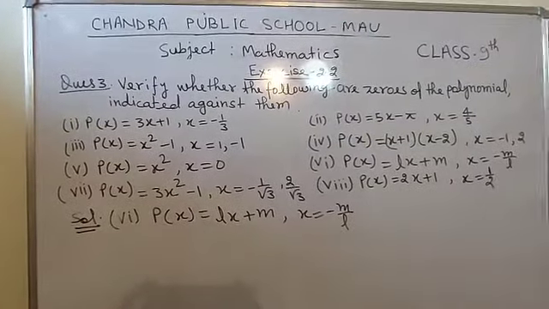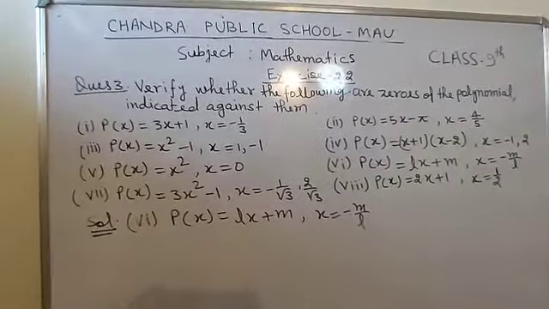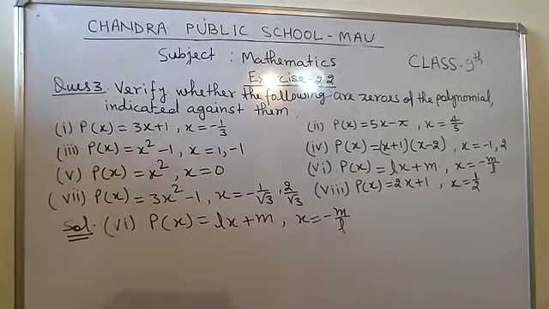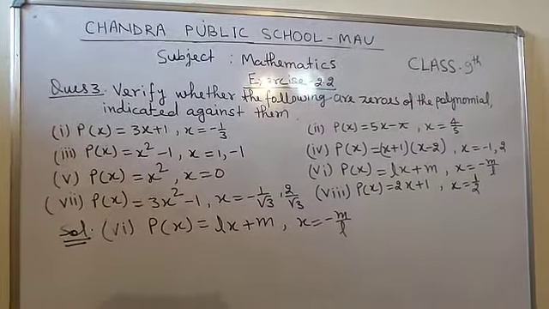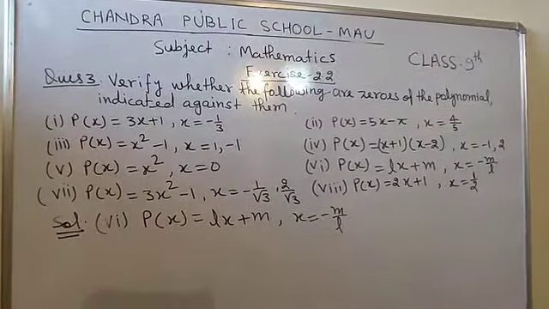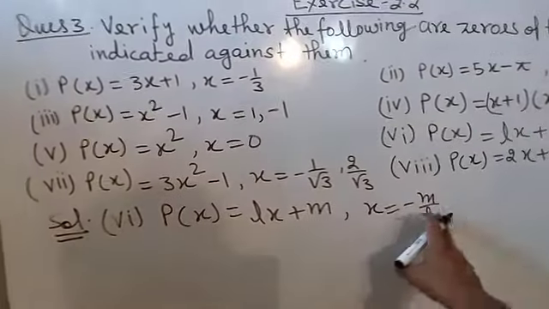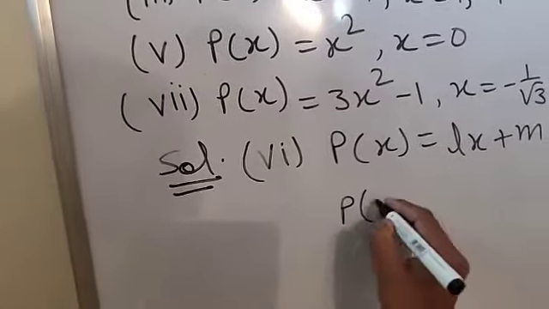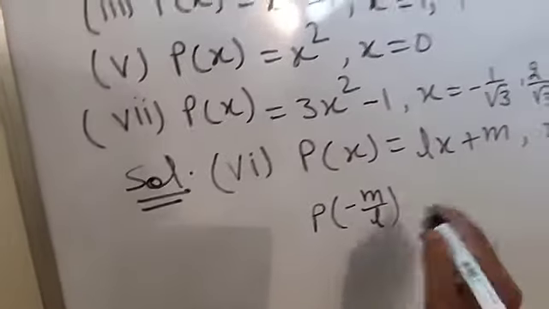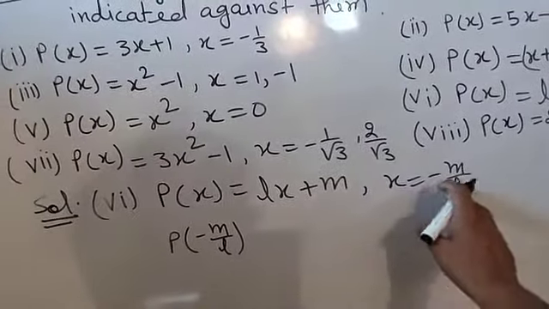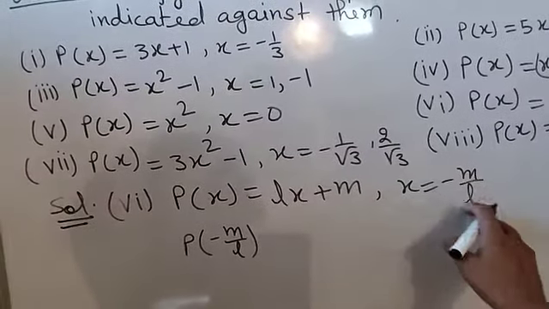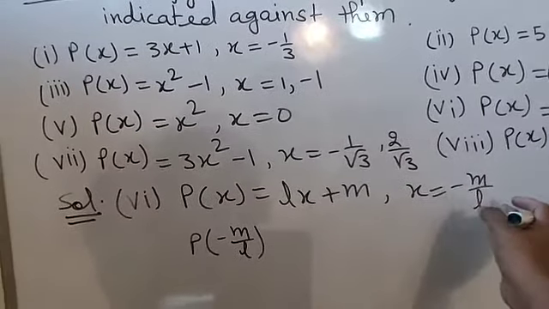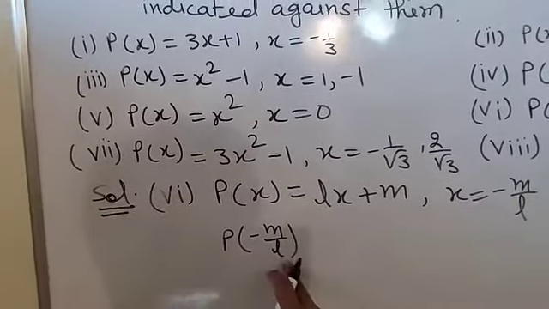Now here I am going to explain the sixth part of the question, that is, polynomial p(x) equal to lx plus m, and you need to check whether x equal to -m by l is the zero of the polynomial or not. So here x will be replaced by -m by l. So now p(-m by l). In the previous questions, the x value given was numerical, but here it is given as -m by l. So the x will be replaced by -m by l.